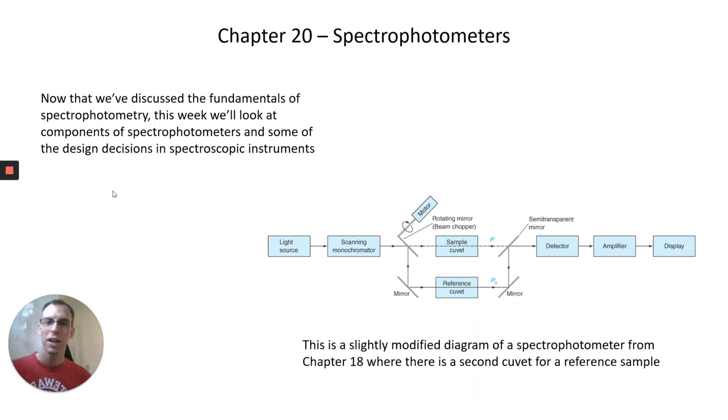So chapter 20, we're talking about spectrophotometers. So the idea of this chapter is we're taking what we learned in chapter 18, which is about the fundamentals of spectrophotometry. How do we relate these spectroscopic measurements to concentrations? How do we relate this to analytical information that we're interested in? But of course, to be able to do these measurements, we have to build a spectrophotometer. We have to be able to actually construct the thing.